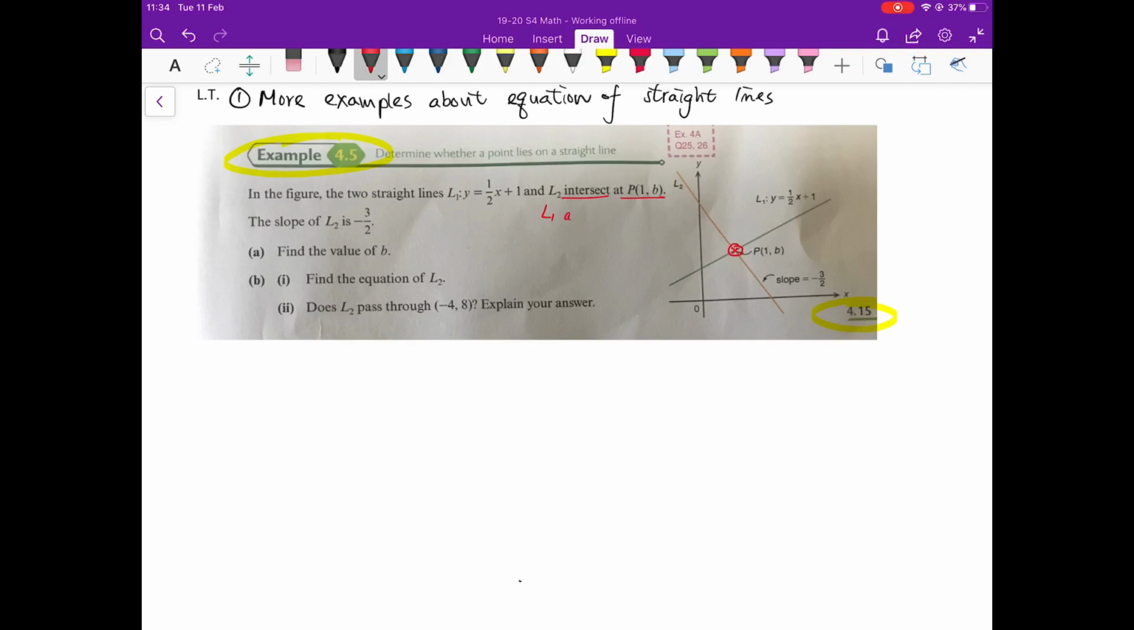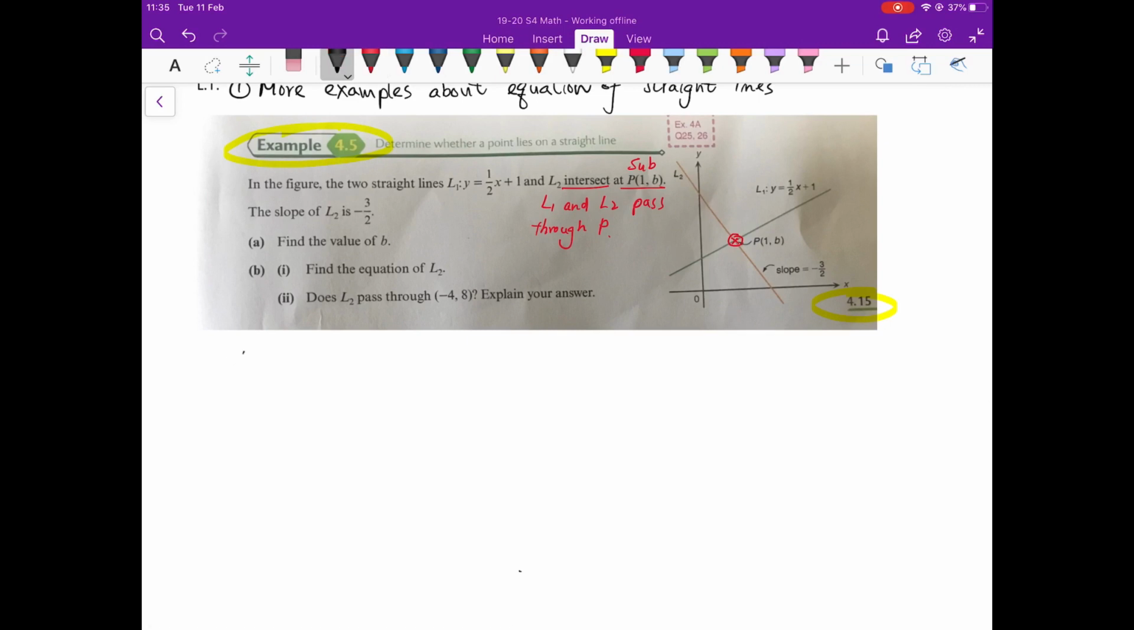When you see the word intersect, that means L1 and L2 both pass through P. That means the coordinates of P can be substituted back into either equation L1 or L2. But in this question, L2 is not given. So that means we can substitute this value into L1.